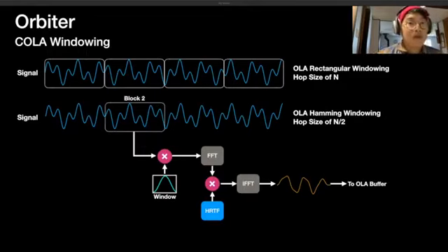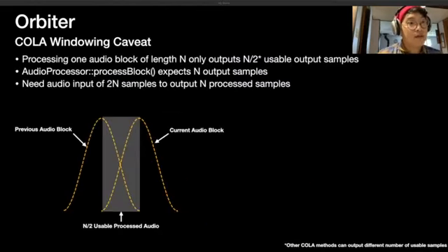Now, because we're moving in smaller increments, this poses a problem in our processing, because it turns out that if we process one audio block of length n, then the number of usable outputs is actually half that. And so process block would expect n output samples, but we're only able to give half of that. And so our audio input actually needs to be 2n samples, but process block is definitely not going to give us that. So what do?